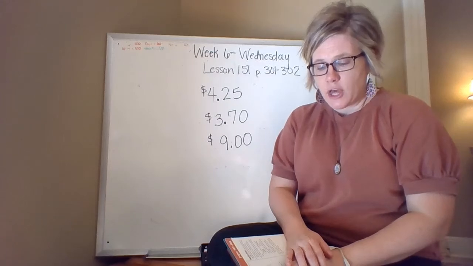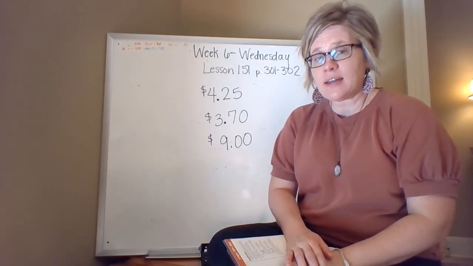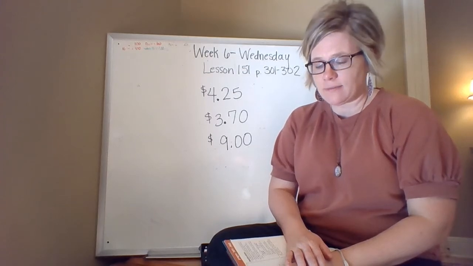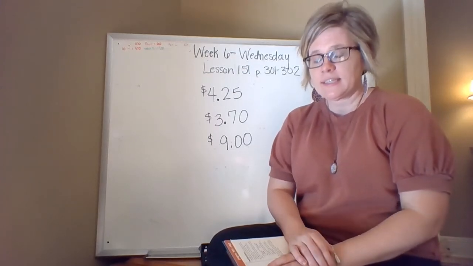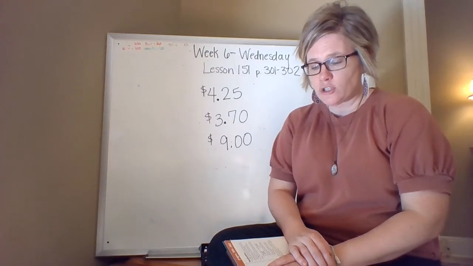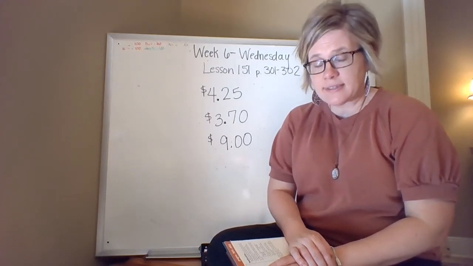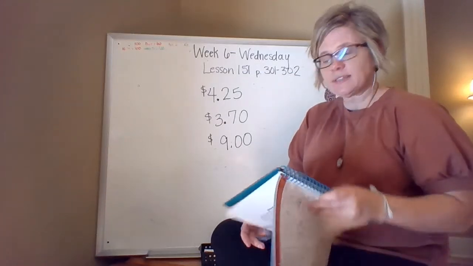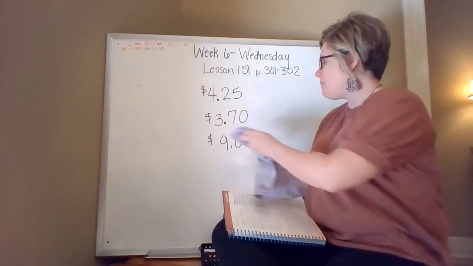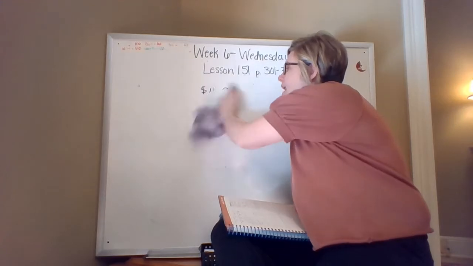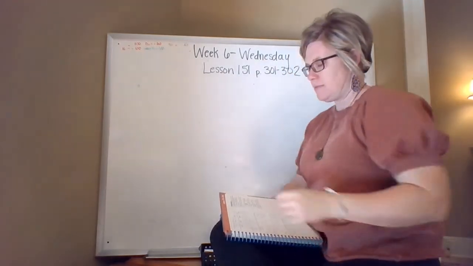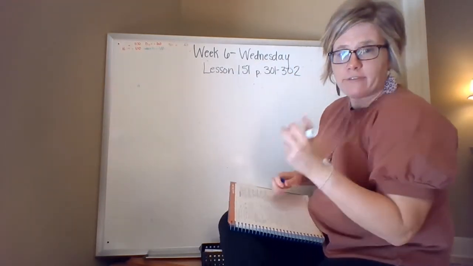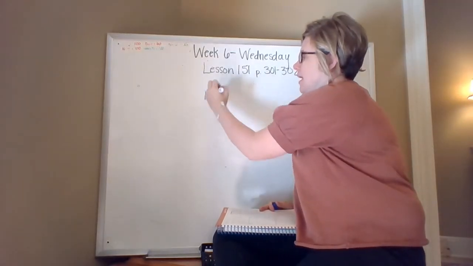B, 13,009. C, 22,600. And part D, 5.5. Let's check.